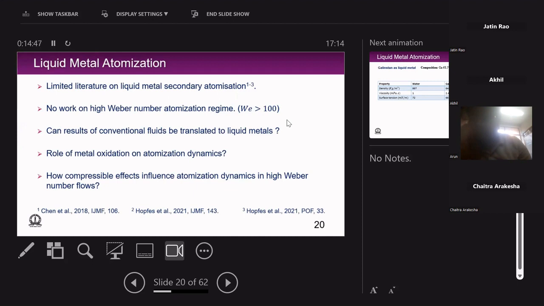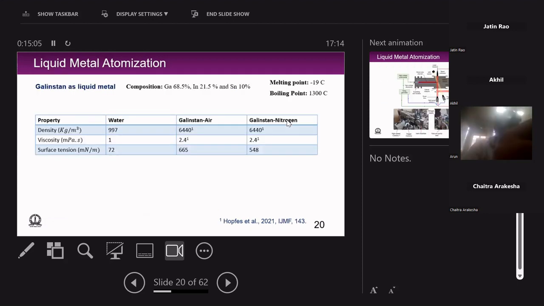There is very little literature available, and there is absolutely no literature on Weber number greater than 100. Forget about the kind of Weber numbers we are dealing with. The idea was, can these results be translated to liquid metals? Very simple question. And there are, of course, compressible effects that change atomization dynamics. So we used Galinstan in air and Galinstan in nitrogen.